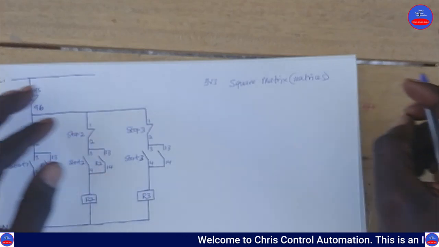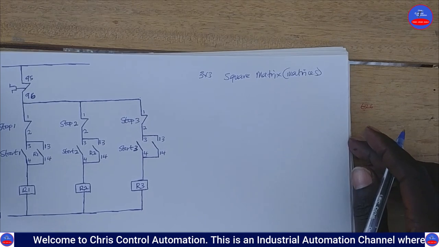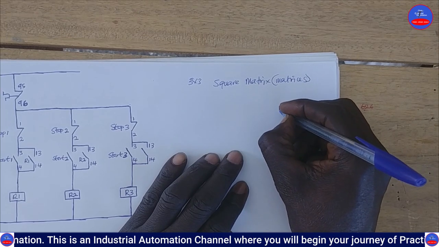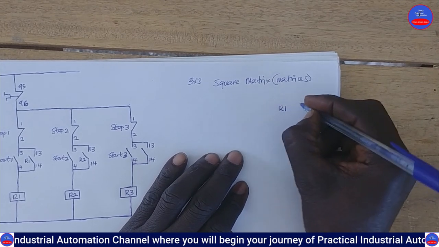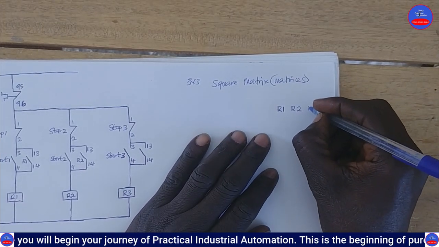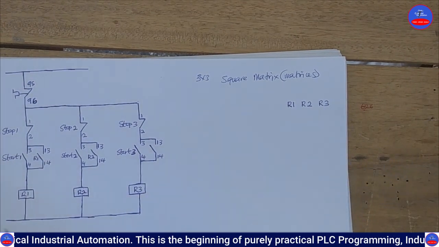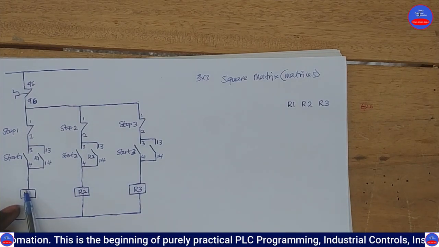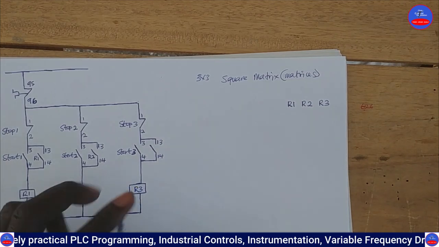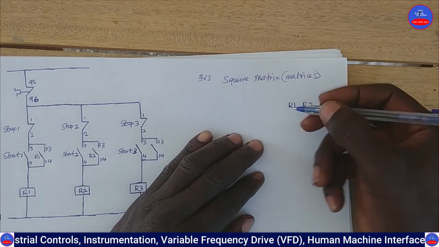So what we do is, we're going to do this one, relay 1. Let's do it here. All right, we have R1. Then R2. Please pay attention. And then R3. Relay 1. Relay 2. Relay 3. Let's come to this side. This is the first row. So let's come to the column.